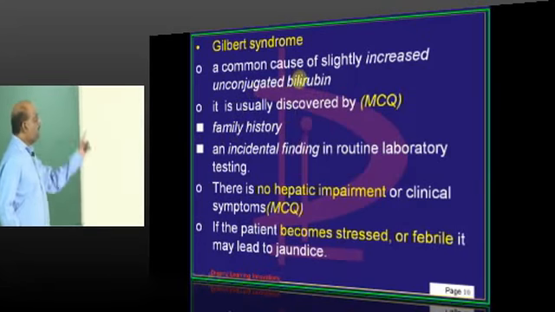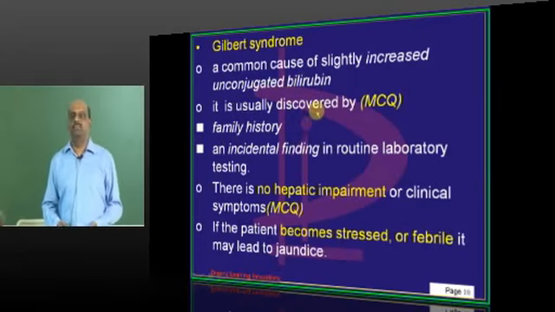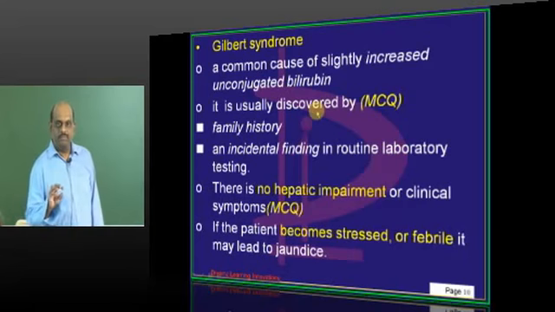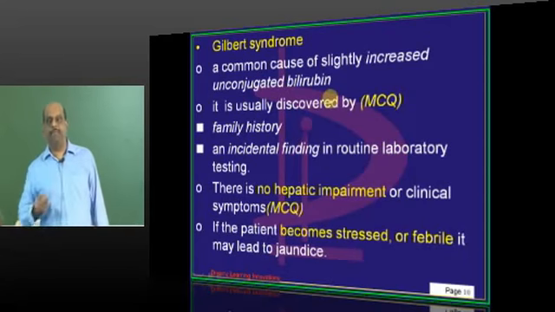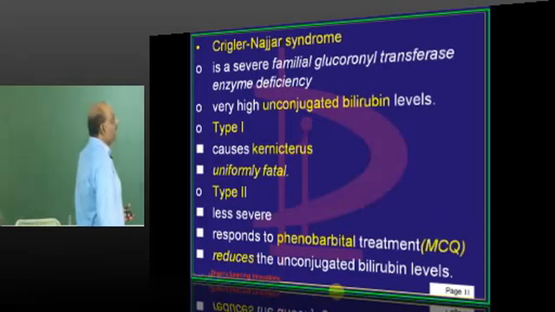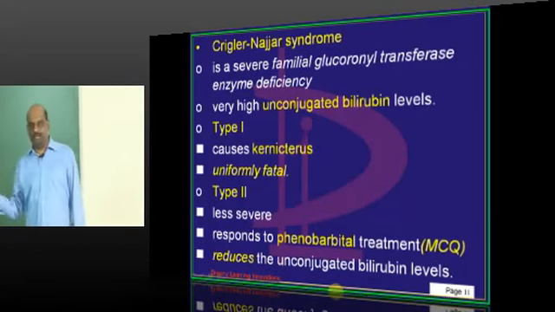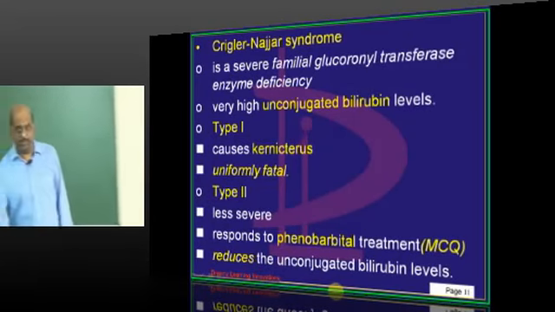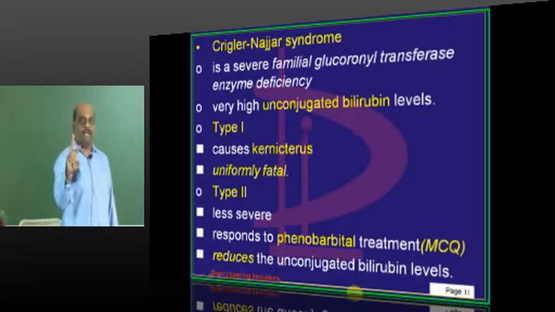So basically what is the problem in Gilbert? Why is it unconjugated? Because bilirubin needs to be taken up by the hepatocytes for it to be conjugated. So that uptake defect is the underlying cause of Gilbert. Crigler-Najjar also leads to unconjugated hyperbilirubinemia. There are two types, type 1 and type 2.